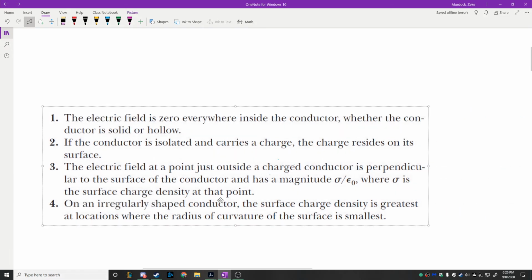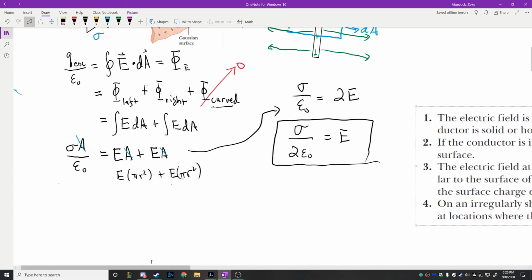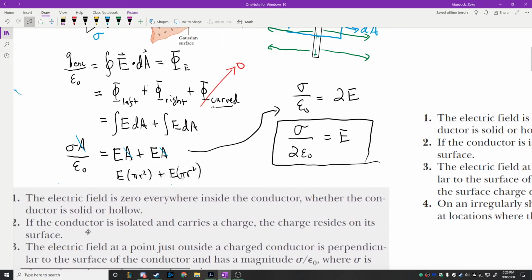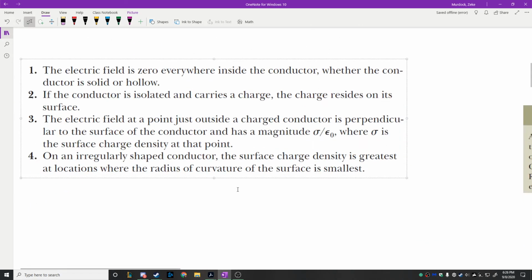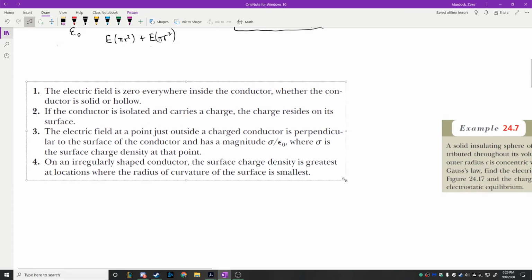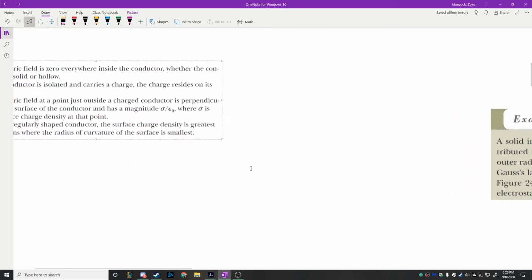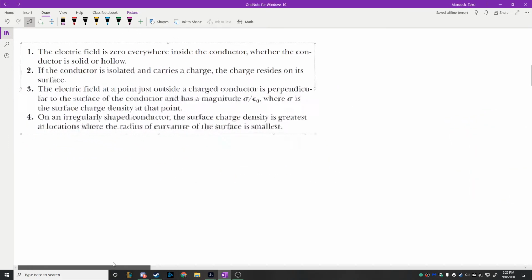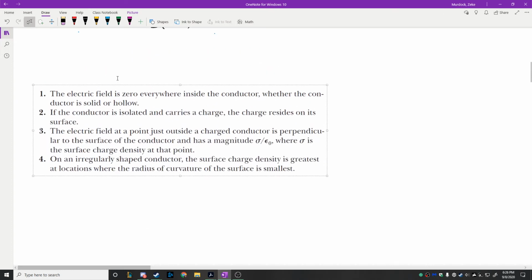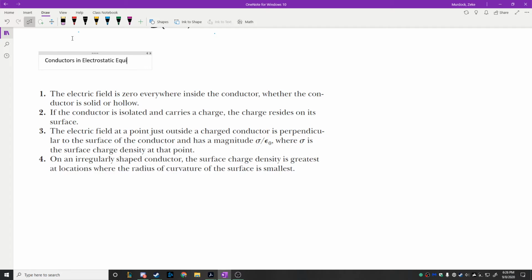Okay, there we go. So I could have just written these all down one by one, but instead we're going to use each of these. What I want to do is close this and zoom in. We're going to go through and prove every one of these. And in general, what we're talking about here is conductors in electrostatic equilibrium. These are properties, basically.